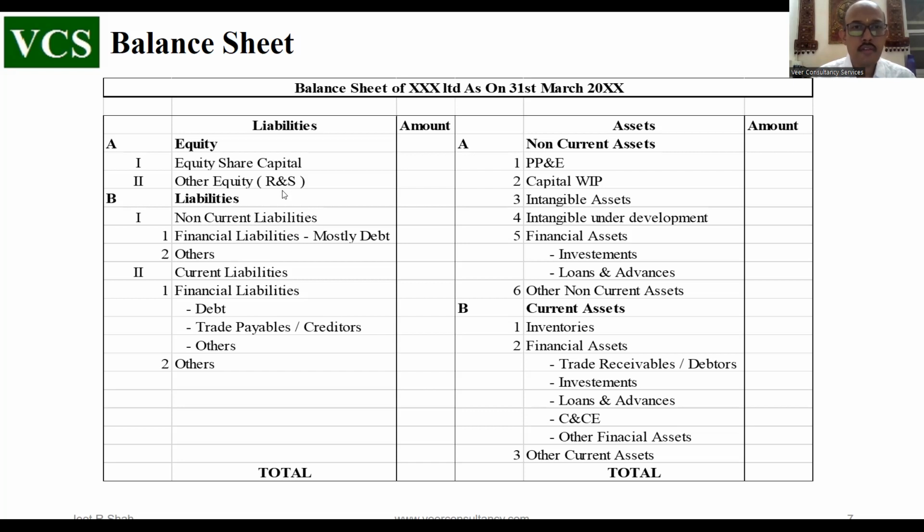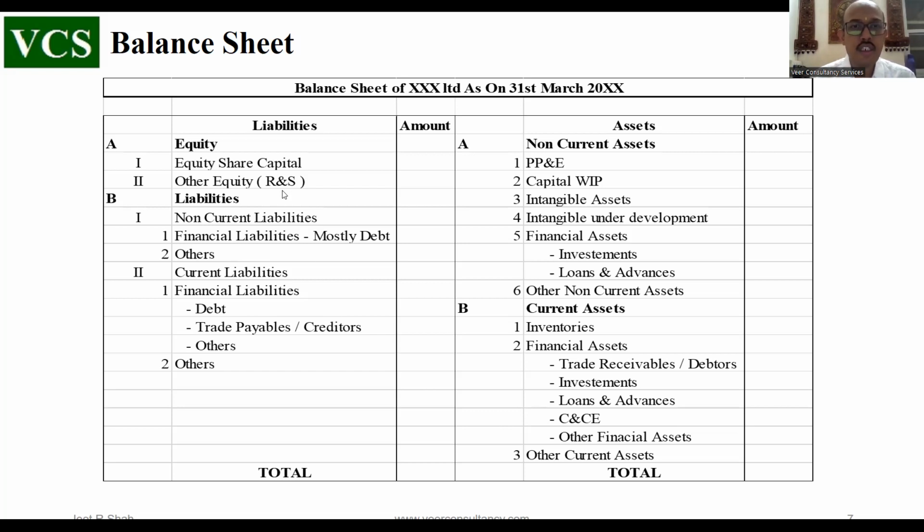Part B has liabilities, which are broadly of two types, non-current and current liabilities. The non-current liabilities are those liabilities that are to be paid after 1 year. They decide the solvency of the business, whereas the current liabilities are those that are to be paid within 1 year and they decide the liquidity of the business.